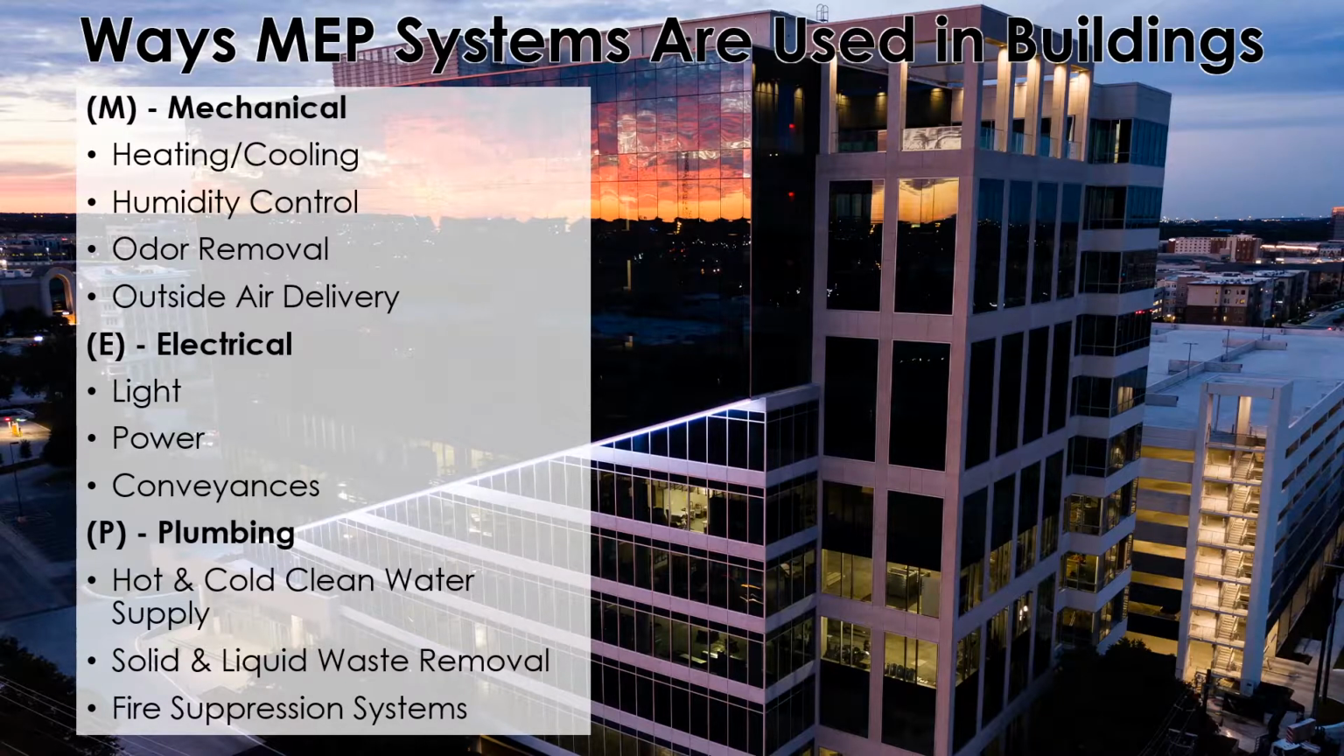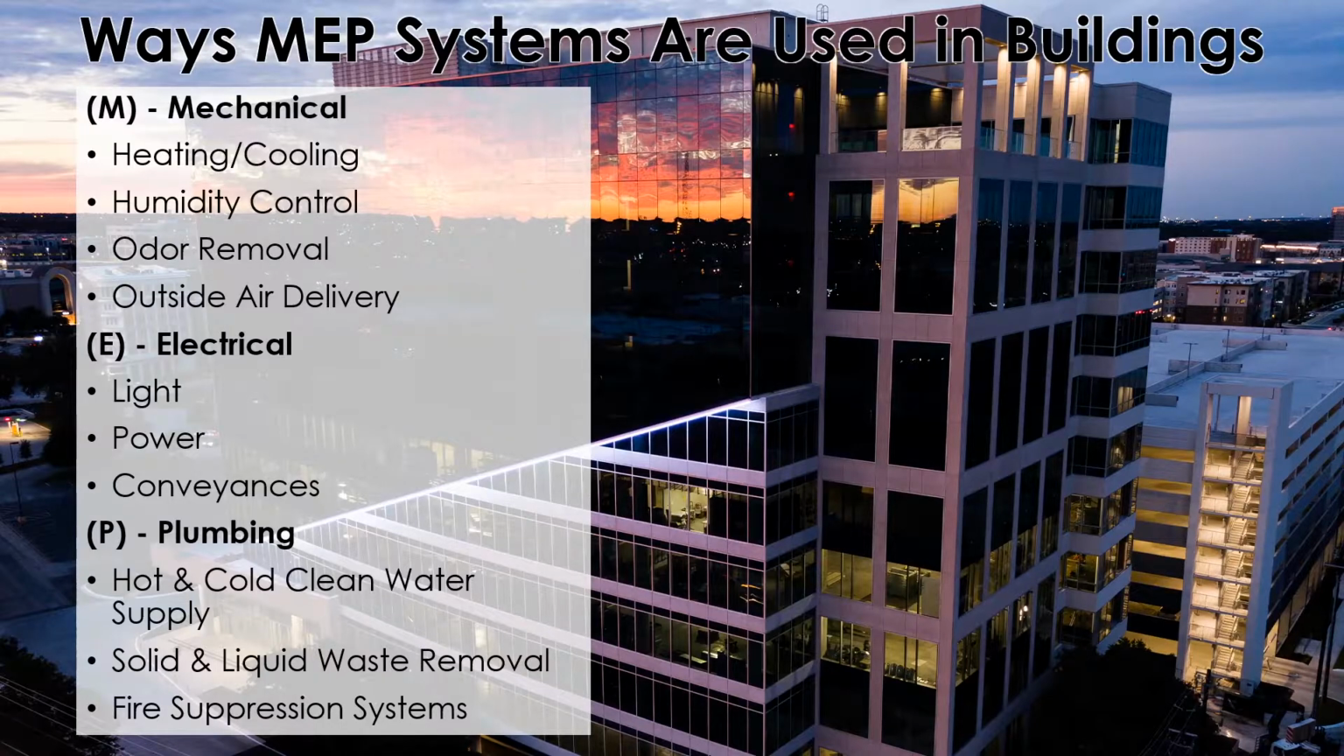Next is the electrical. Electrical systems keep the lights on, keep the devices powered, and all the other systems running. Lighting design is a crucial component to the engineering process. Electrical takes care of the lights, the power, and conveyance, which is essentially moving throughout the building.